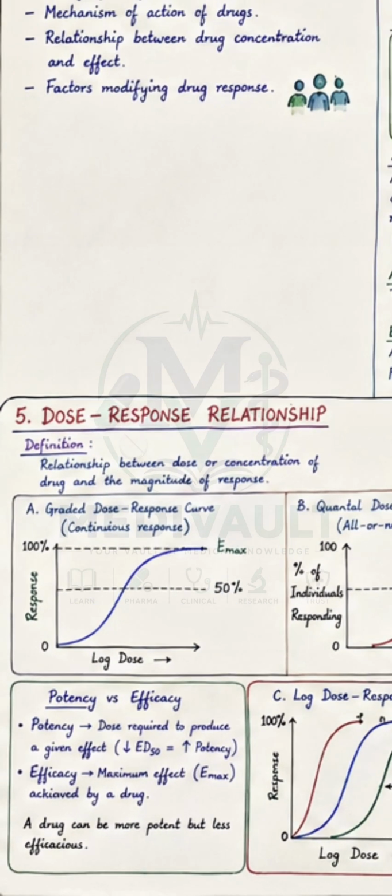What is the effect of dose? It means the relationship between the dose and concentration of the drug and the magnitude of response it produces. First is the graded dose response. It is the individual dose, meaning individual response. When we give a drug, the response of that drug on that individual person is known as the graded dose response, and it is a continuous response.